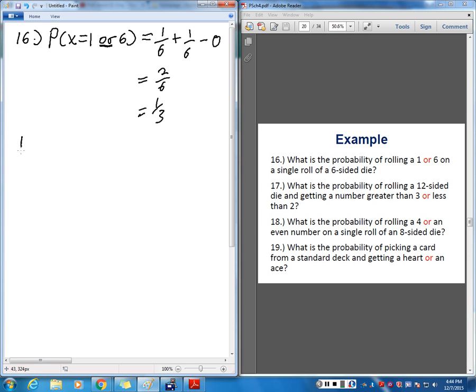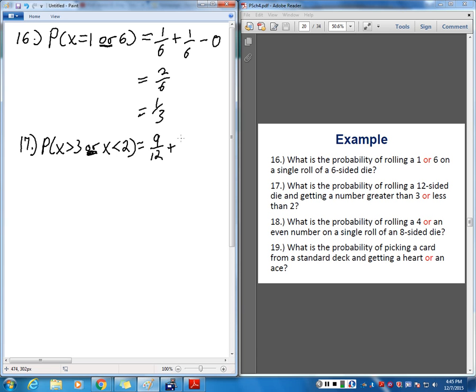Number 17. What's the probability of rolling a 12-sided die and getting a number greater than 3 or less than 2? So probability that x is greater than 3 or x is less than 2. So how many ways can we get a number greater than 3? Well, there are 9 numbers on a 12-sided die out of 12 that are greater than 3. The or tells me I should add, use the addition rule.